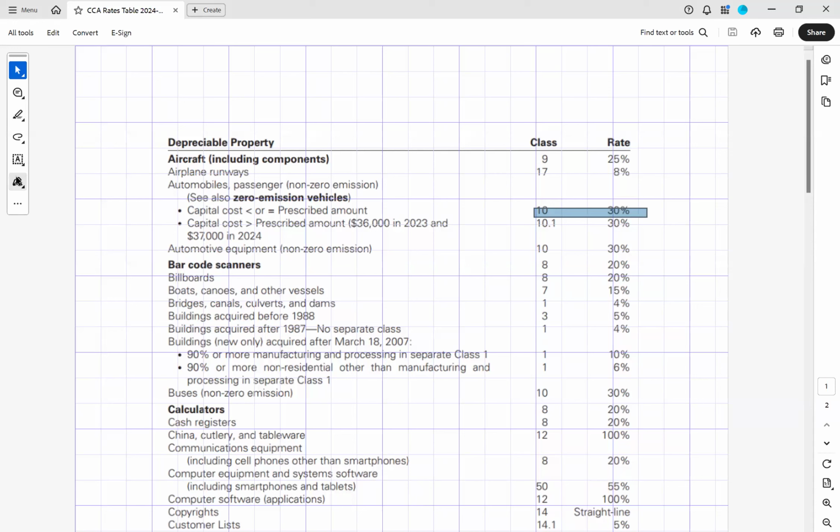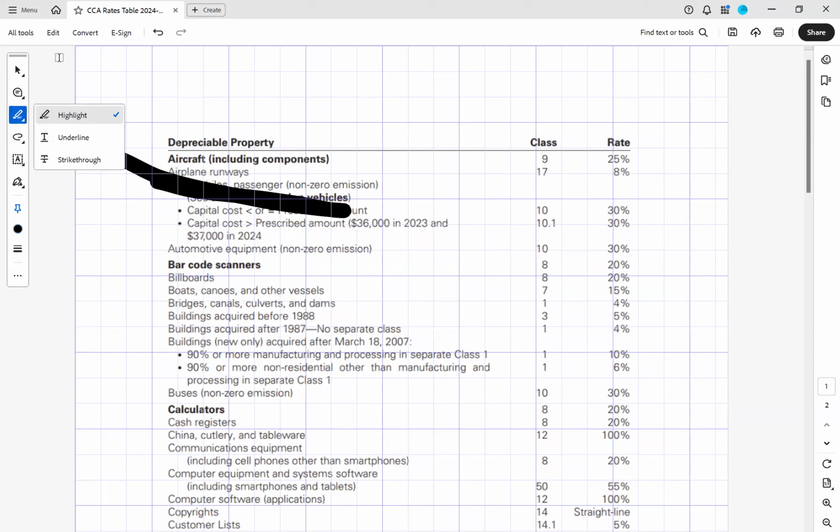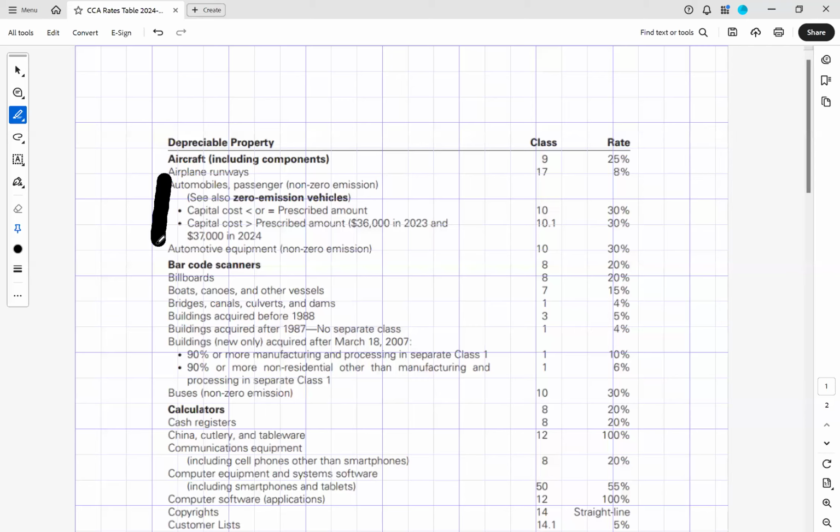We'll see that, oh, hold on a second. We'll see that automobiles are all, oh, hold on. They're all listed here. Well, that's not good. Automobiles, as you can see, are all listed here.